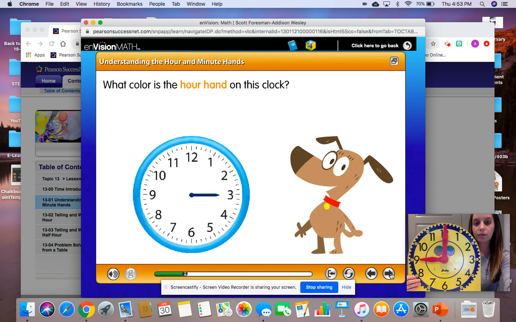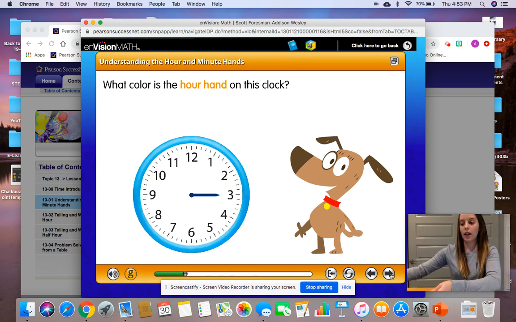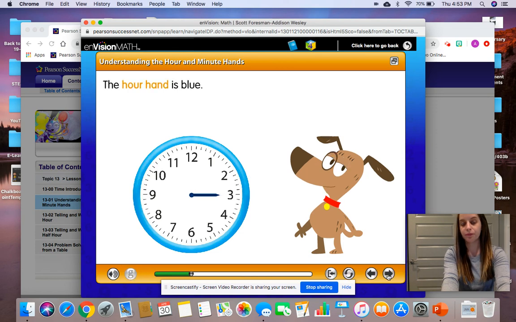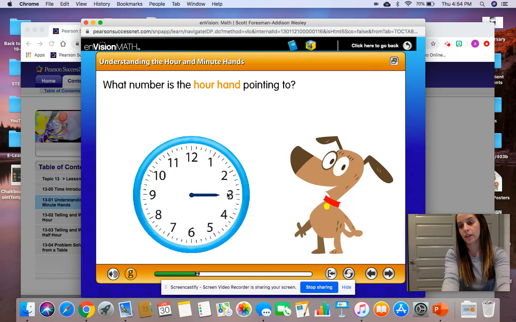What color is the hour hand on this clock? So not looking at my example, but on our video, the hour hand right here is that blue arrow that's pointing to the 3. The hour hand is blue. What number is the hour hand pointing to? Again, looking at our big clock here, look at the arrow, and it is pointing to what number right there? The hour hand points to the 3. And that's what you can see in the video.